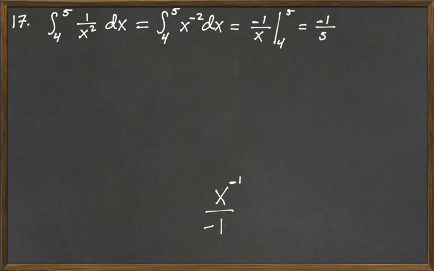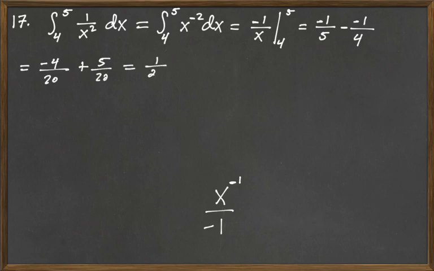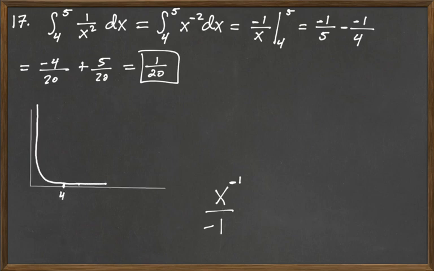So it's going to be negative 1/5 minus negative 1/4. So get a common denominator, so that's going to be negative 4 over 20 plus 5 over 20, which is going to be 1 over 20. And so that would represent the area under 1 over x squared between 4 and 5.